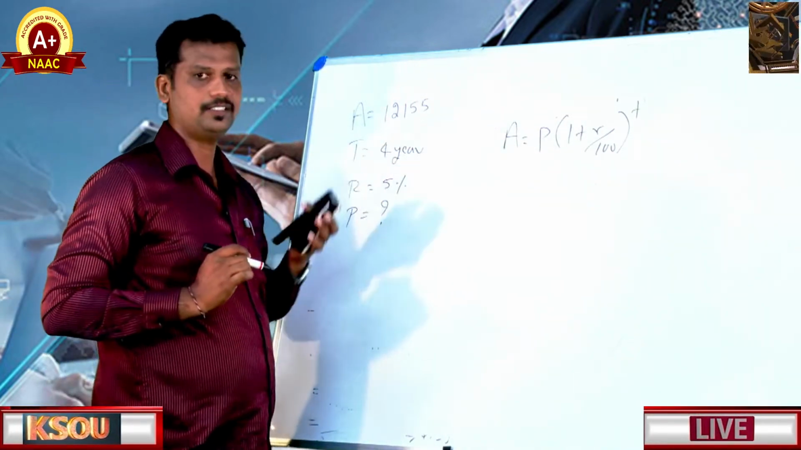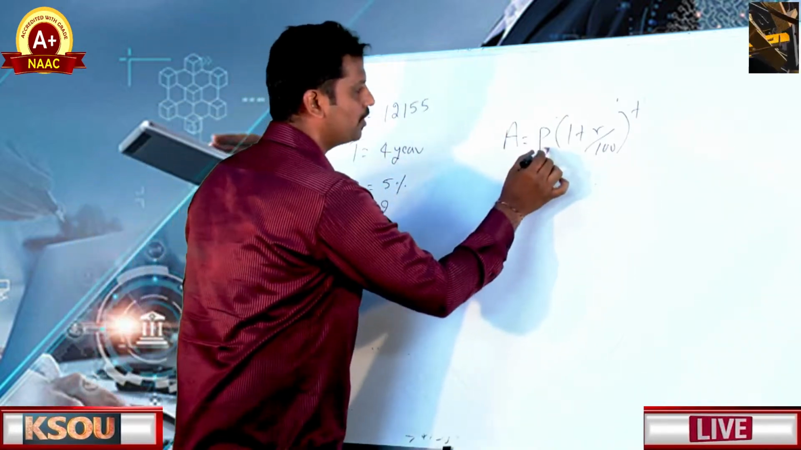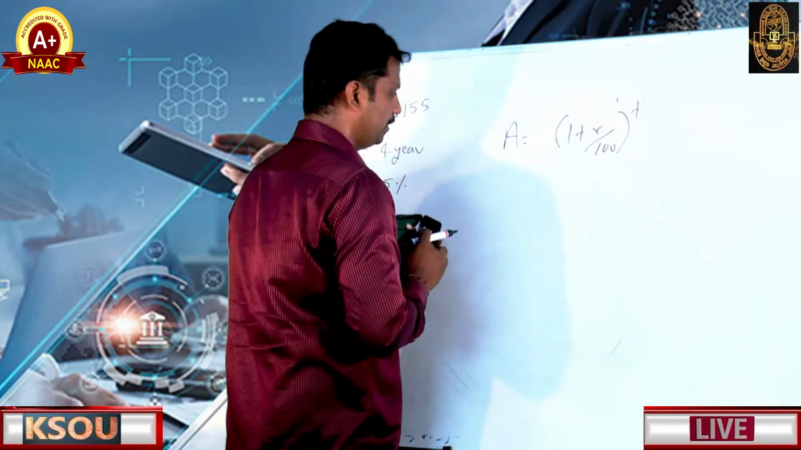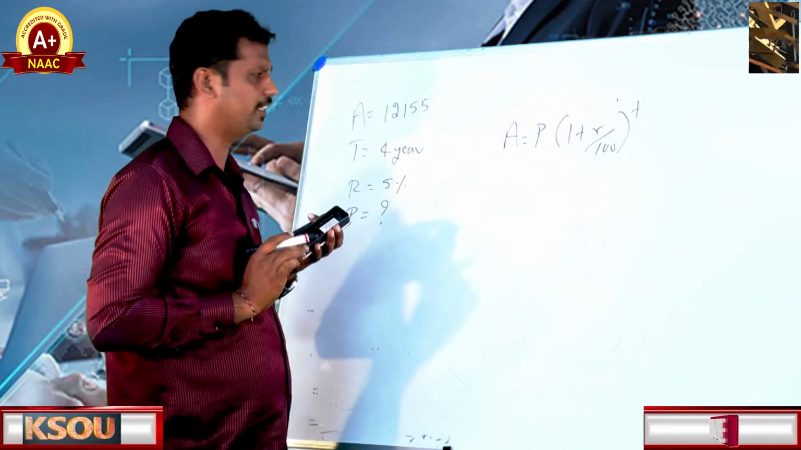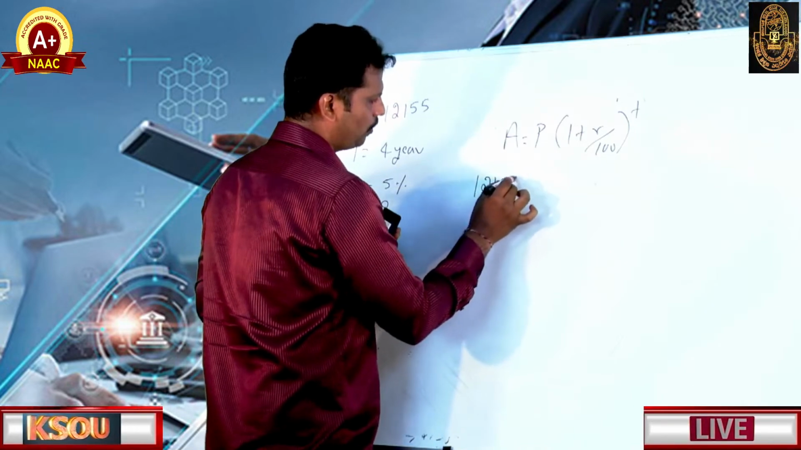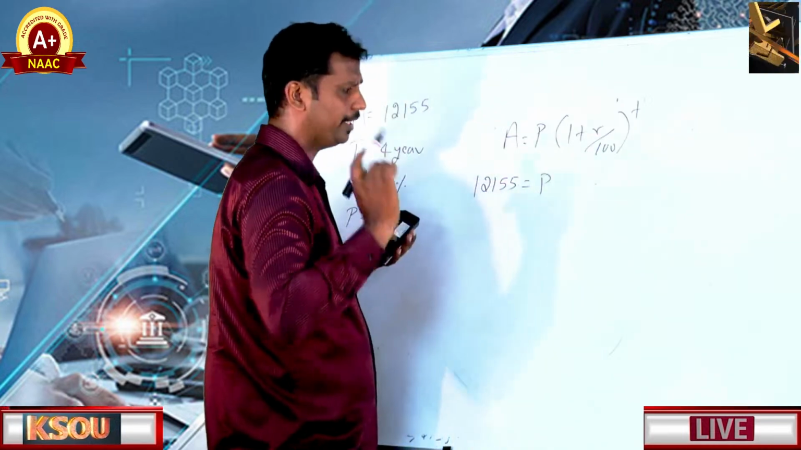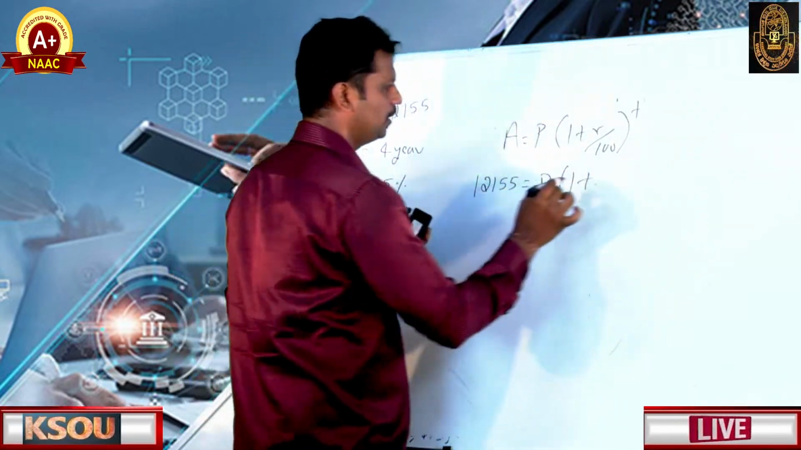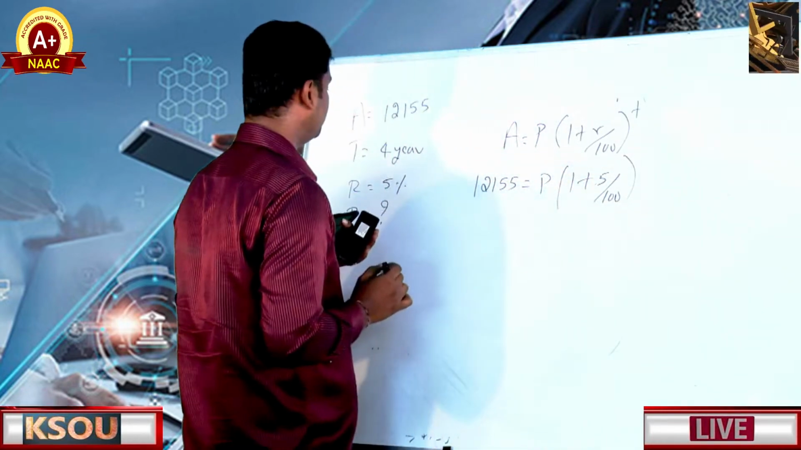So it's the same formula, we can find the P value. You should find out this value, is it right? Yes or no? Now we know, just cross multiplication, okay? What is the A value? 12,155 equals, we don't know the P value, no need to worry. 1 plus R, what is the R value? 5 divided by 100.